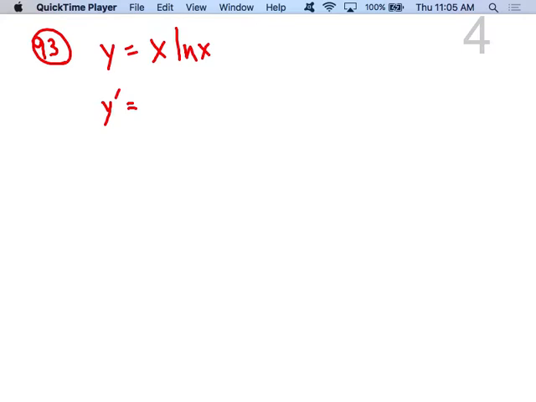Okay, two different functions there. We got x and natural log of x. So first times derivative of the second plus derivative of the first times the second would give me that, which is just 1 plus natural log x. Set it equal to 0. So the natural log of x is equal to negative 1.